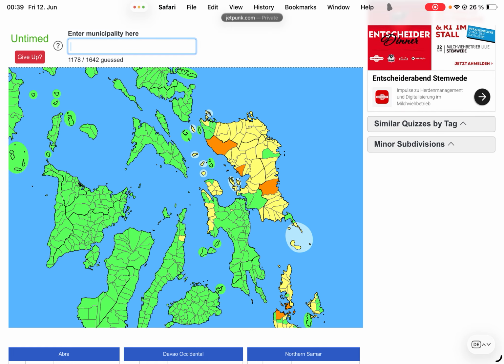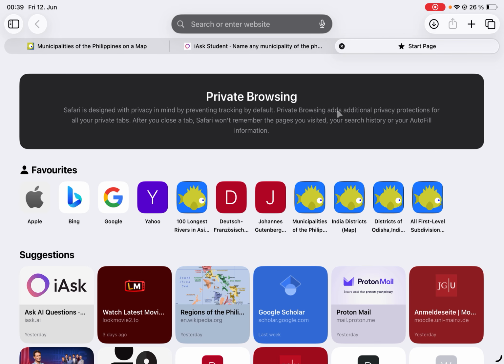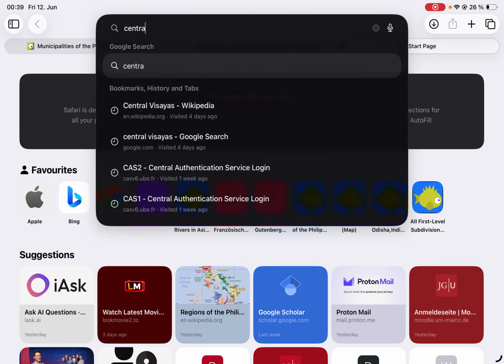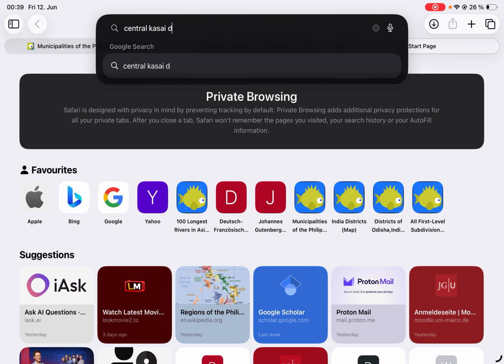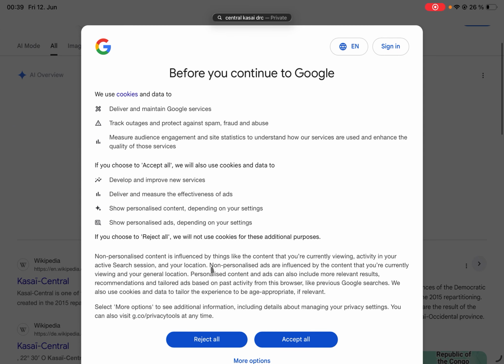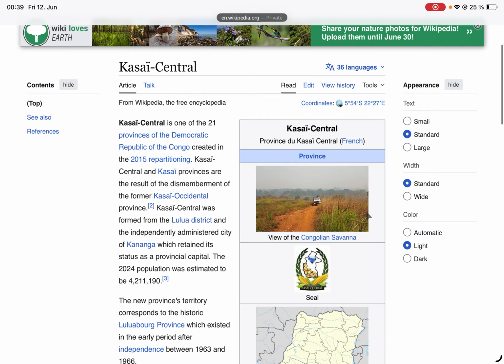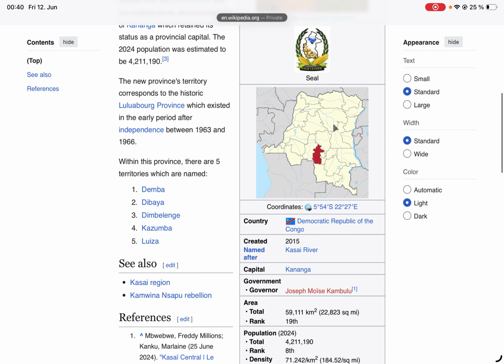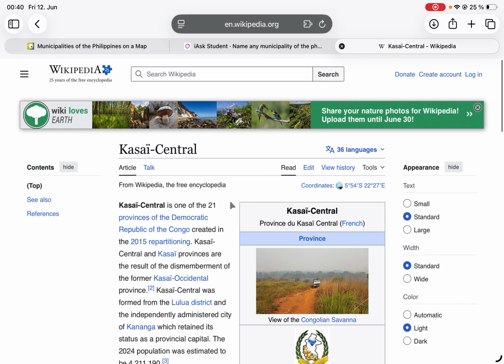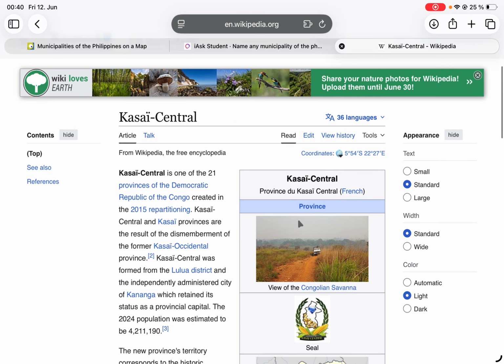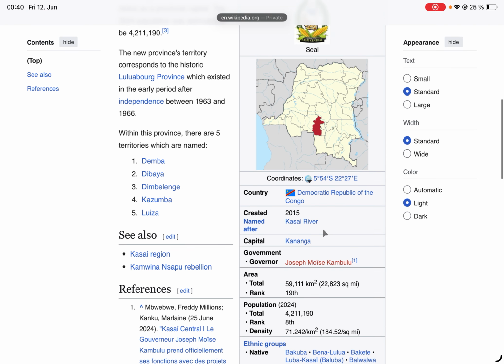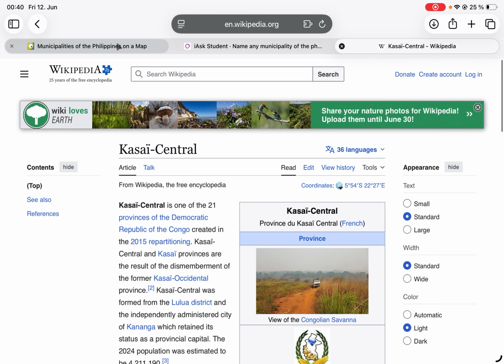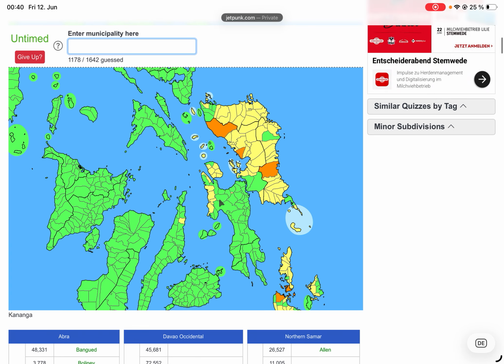And Kananga is obviously also the capital of the province of Central Kasai in the DRC, in the Democratic Republic of Congo. So if you just look up the capitals of these provinces, sometimes the names correspond. Sometimes it's random, and sometimes it makes sense because both countries have been colonized by one and the same European power, and then they give similar names to other municipalities. But in this case, I think it's just a big coincidence that the capital of Central Kasai is called Kananga, just like this municipality right here in the province of Leyte.